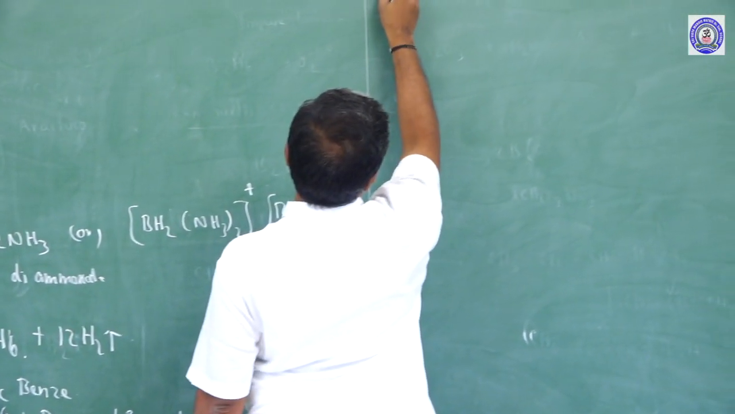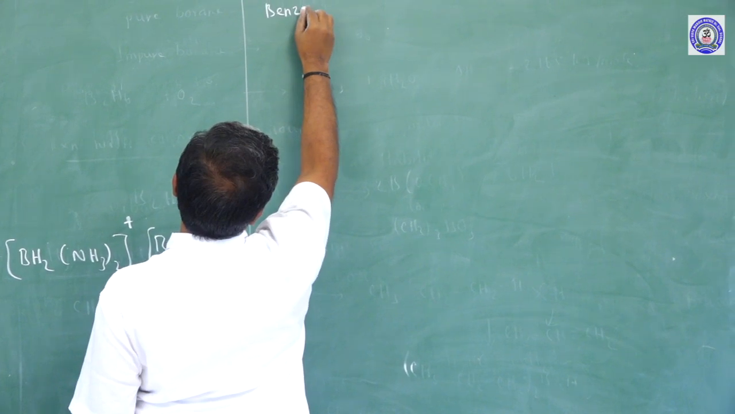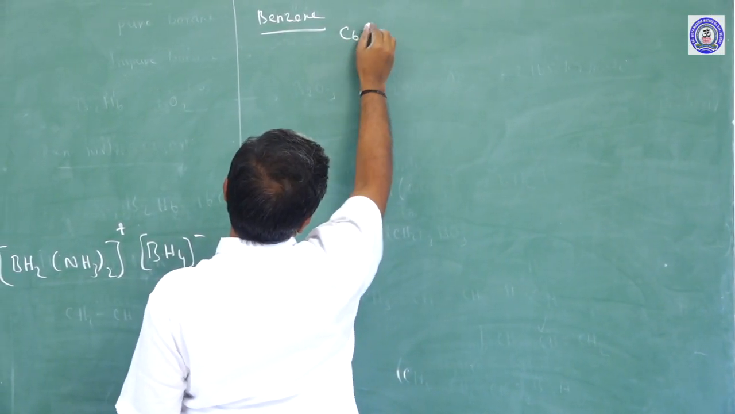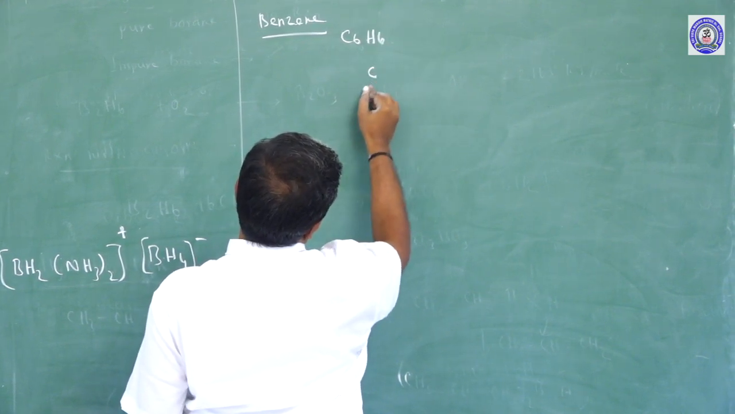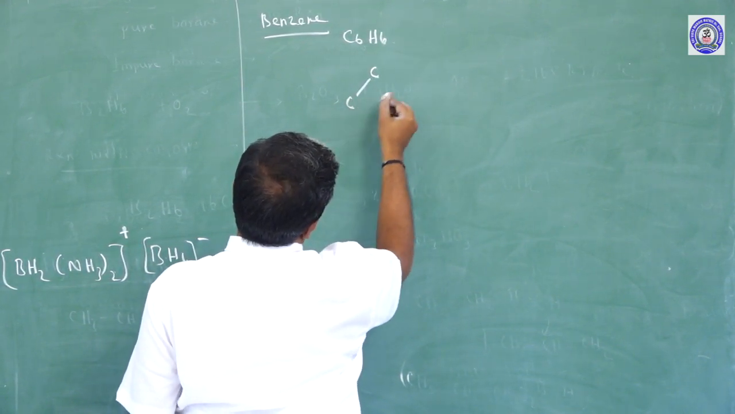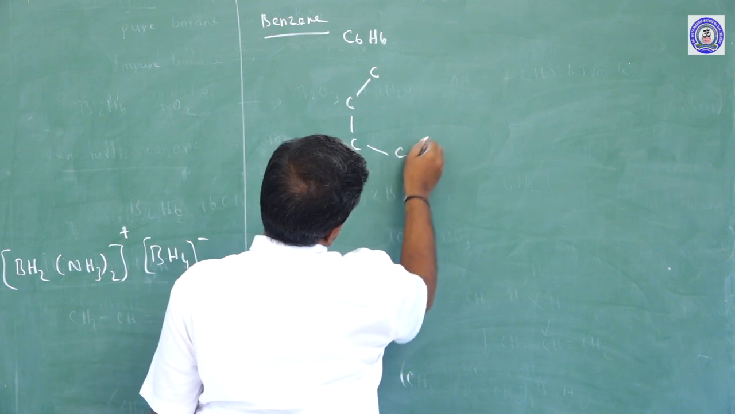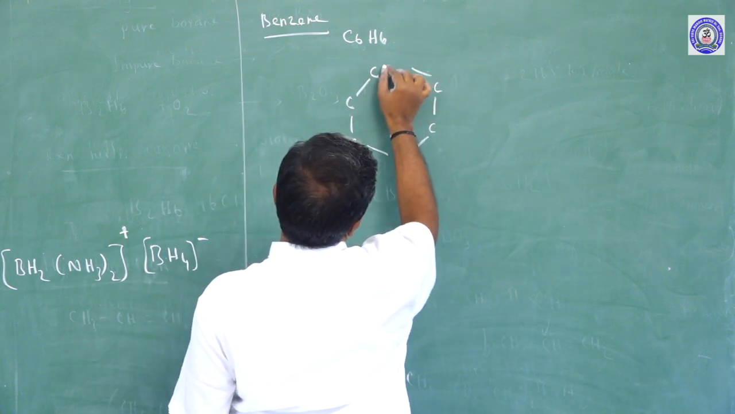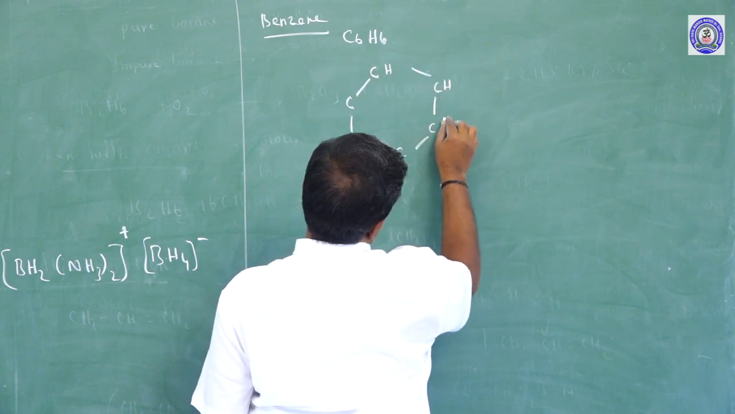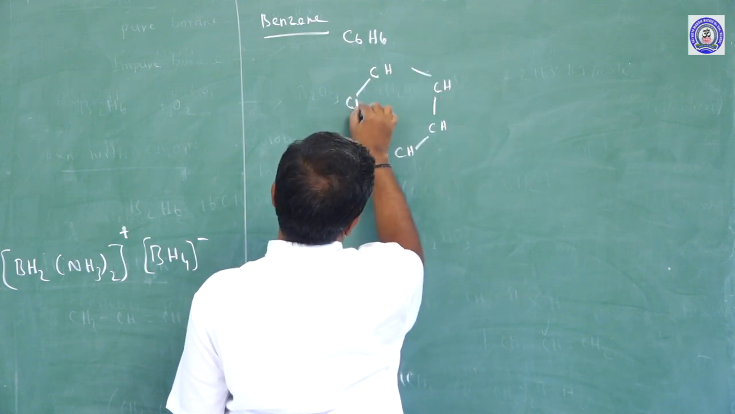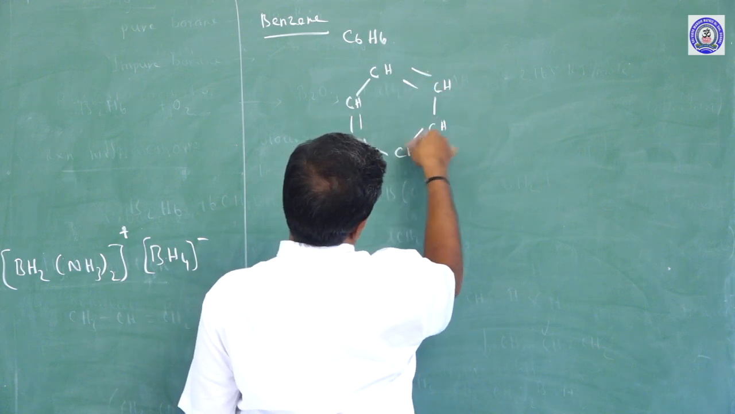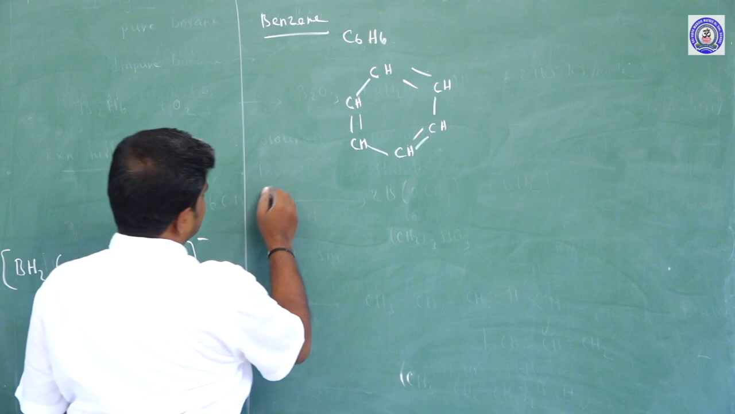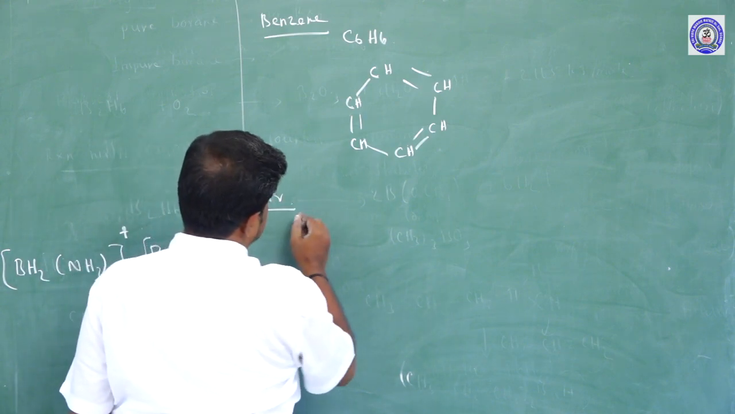Now, you know that benzene is an organic compound. That is C6H6. That is carbon and carbon, and here carbon, carbon, carbon and carbon, and each one is CH, CH, CH and CH, and here the bonds. It is benzene. Now we may take the structure of inorganic benzene.